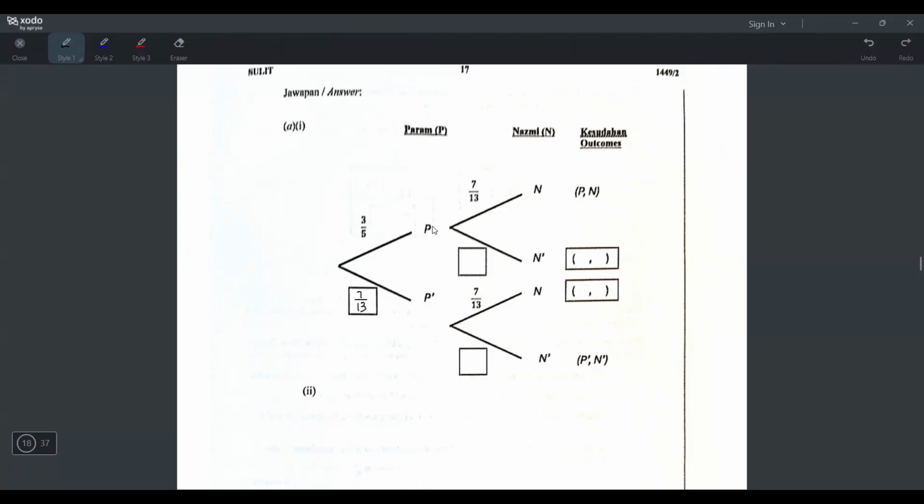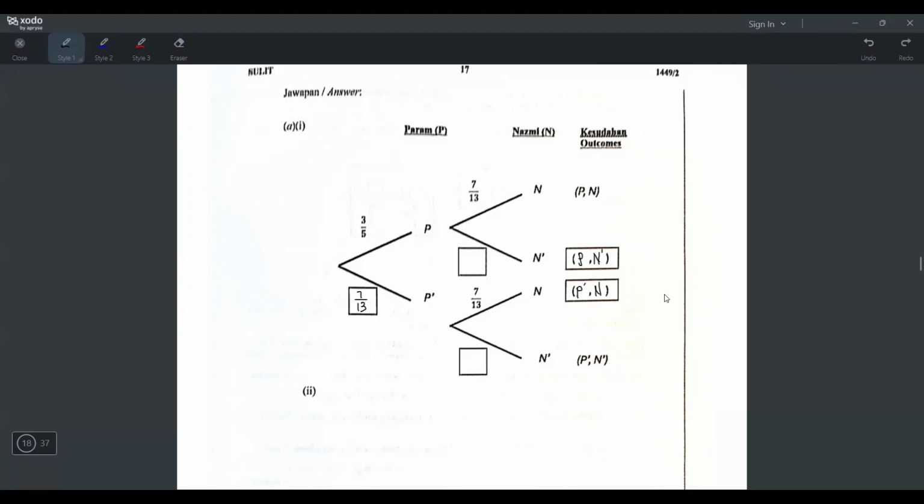So this one, they write P, right? P means Param joins. Then what about this? This one is P prime. P prime means Param didn't join. And then what about the N? N is Nazmi joins. This one is Nazmi didn't join, right? So we have four possible outcomes. It can be Param joins and Nazmi joins, or Param joins and Nazmi didn't join, or maybe Param didn't join but Nazmi joined, or both didn't join, right? So those are the four possible outcomes.